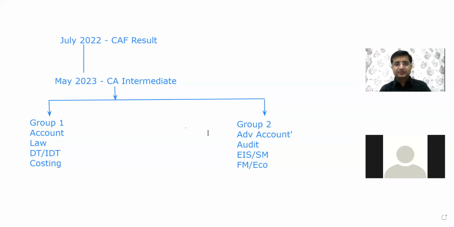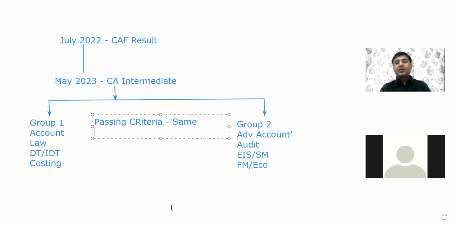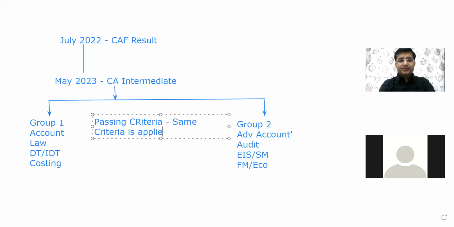Criteria for passing at CA intermediate level is the same. That is, in an individual paper you have to get 40%, and in aggregate you have to get 50%. The criteria is applied group wise or on a totality basis. Means what?